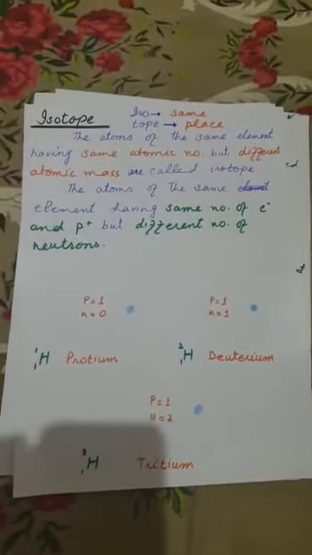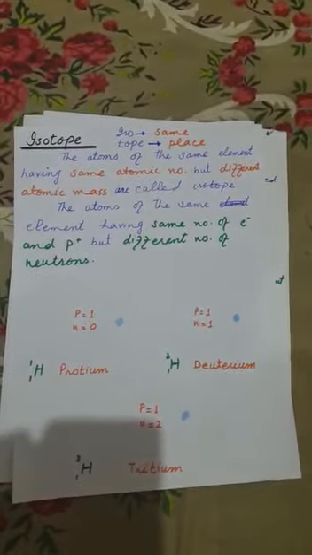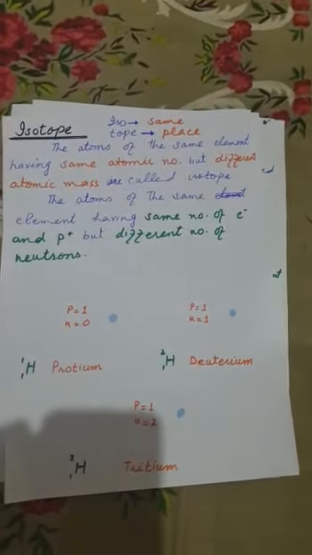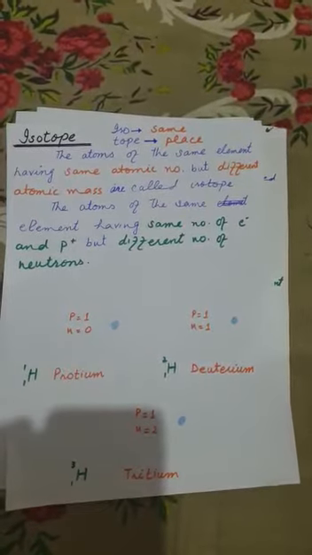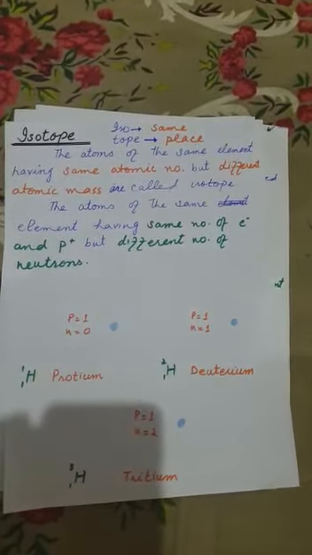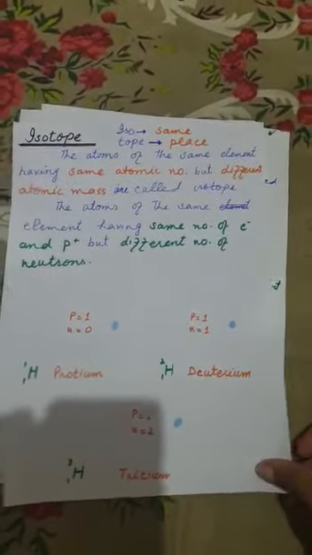So with the help of these examples we come to the conclusion that isotopes are atoms of the same element which have the same atomic number but different mass numbers. In these examples we can also observe that the numbers of electrons and protons are the same in all three, but the numbers of neutrons are different.